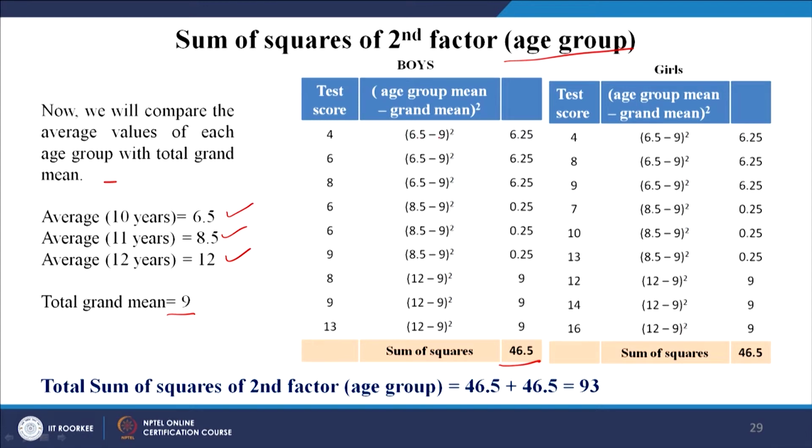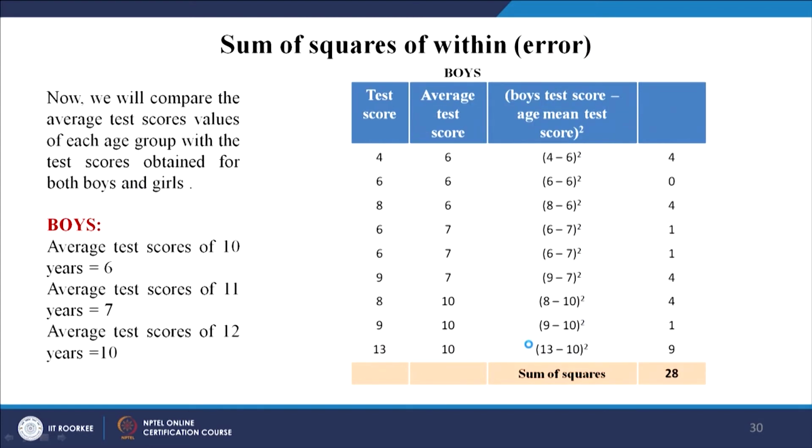Now we will take it and subtract it. So, 6.5 minus 9, the grand mean, squared, and we are finding it, right. Similarly, we are finding it across the girls also. So, the total is 46.5 here, 46.5 here. So, what is the total sum of squares for the second factor? It is 93 for both boys and girls together.